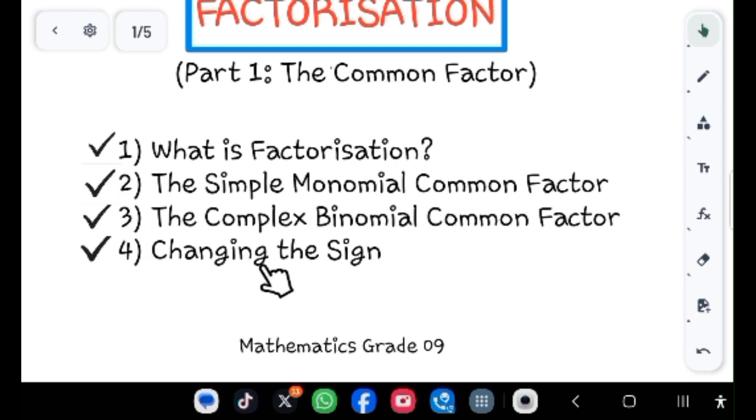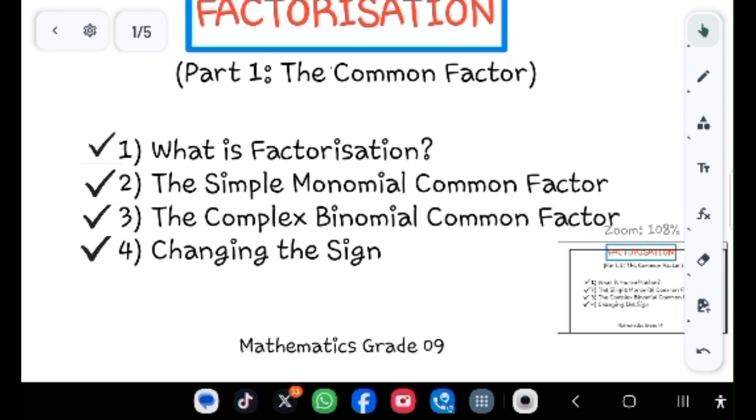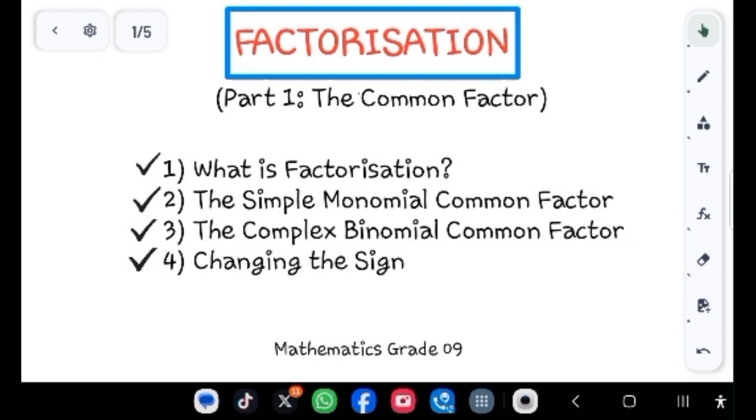And then number 4, we're going to look at what happens when the factor is there, it's common, and you can see it. However, the only slight difference is that the signs are not the same. What do you do in such a case? How do you change your signs so that you end up with identical factors that you can easily take out, which is the process of factorization.